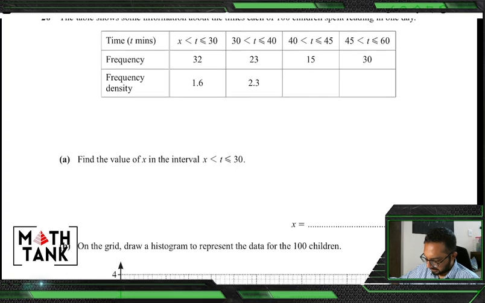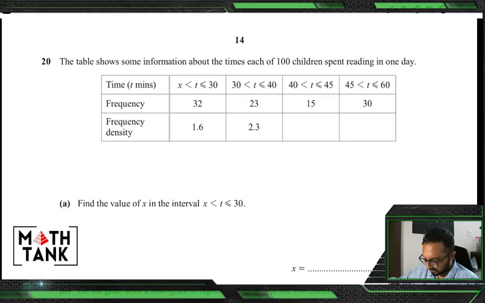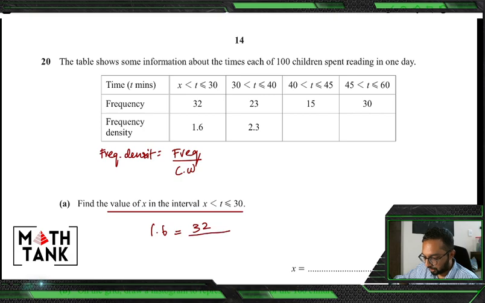Okay. This is again basically a question on histogram. I don't think there is something very different about it. It's just that they've made it more precise for you. It says find, okay, let's do this first part. Find the value of x in the interval between 30 and x. And they've given you the frequency density. Now remember that the frequency density has the formula frequency divided by class width. And how do you calculate class width? You subtract the upper boundary and the lower boundary. So I'm going to say that 1.6, which is the frequency density, is 32 over 30 minus x.